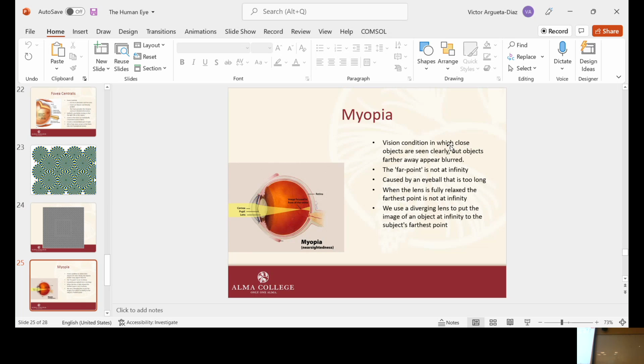So something that is at infinity, I cannot see it. My glasses are trying to take an object that is at infinity and create an image that is at arm's length, and that's what I'm going to see. That's what the glasses are going to try to do.